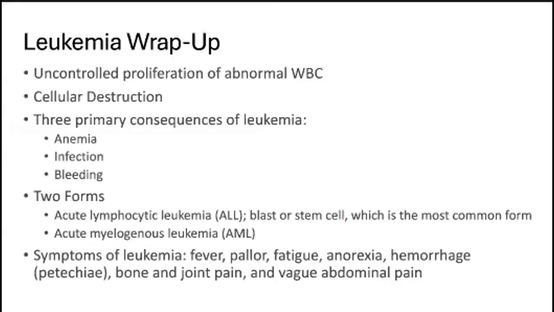So, a really quick leukemia wrap up. Again, the definition of this is an uncontrolled proliferation of white blood cells, which will lead to cellular destruction from infiltration into body tissues. Your primary consequences are going to be anemia from red blood cell destruction as well as bleeding, infection due to neutropenia, and bleeding tendencies due to thrombocytopenia. Acute lymphocytic leukemia is the most common in children. It involves those blast cells. Common symptoms are fever, pallor, fatigue, anorexia, petechiae, hemorrhage.